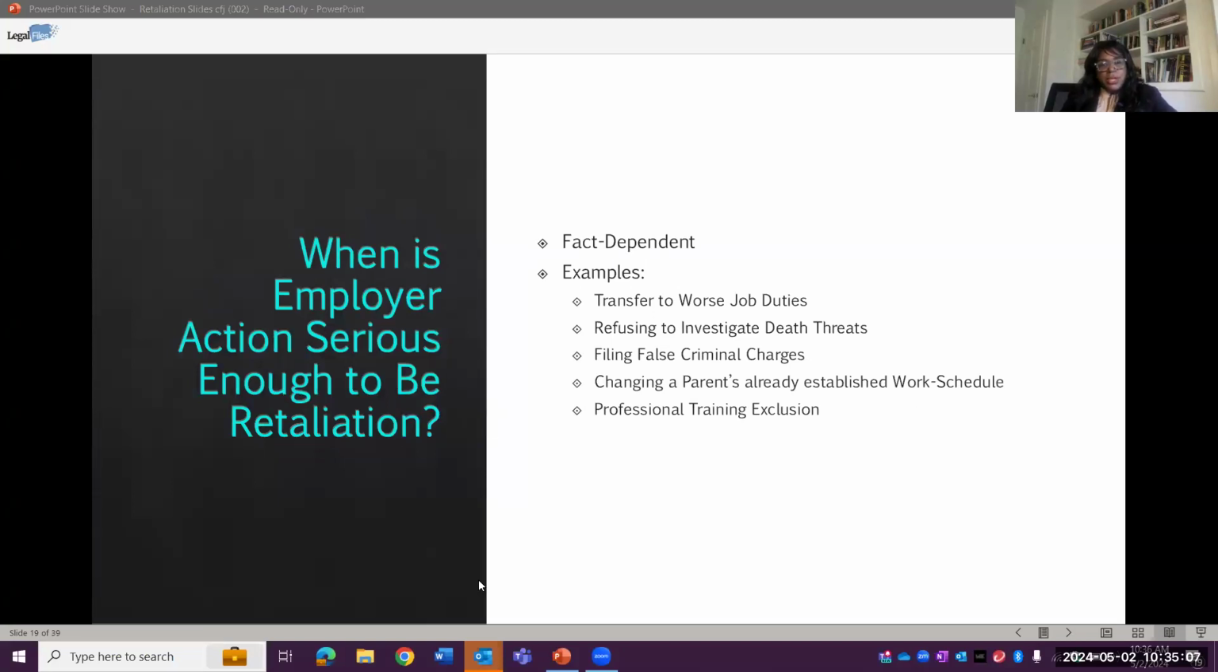And now let's consider, when is the employer's action serious enough to be retaliation again? Let's look a little bit more into that. To determine when the employer's actions are serious enough to be retaliation, the fact finder would have to analyze the actions taken and consider the facts. So you'll see examples of serious enough retaliation actions from case law that have been deemed materially adverse. One that stands out to me, as you look on your screen, is changing a parent's already established work schedule. And I'm thinking that's likely to be one that would create childcare issues for the employee. That would be serious enough.